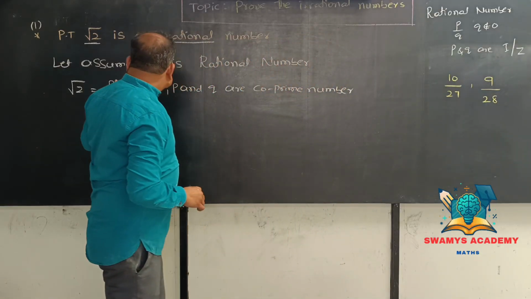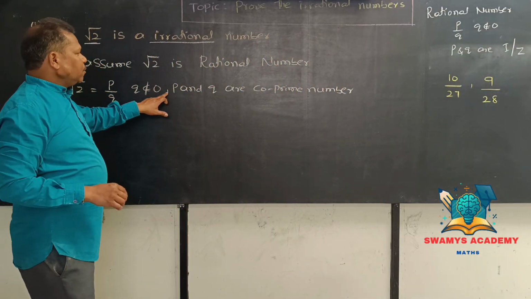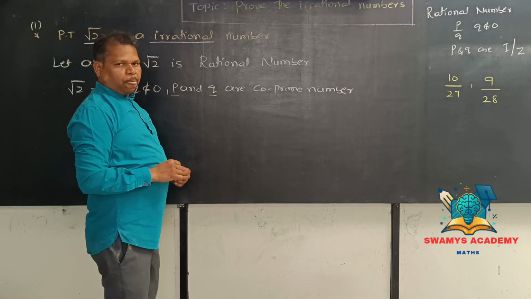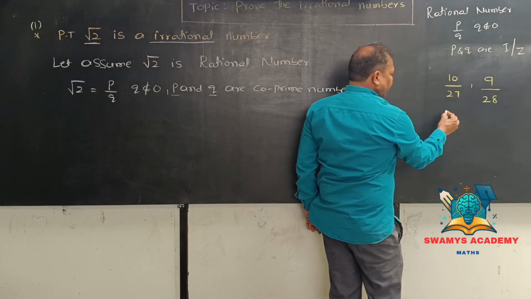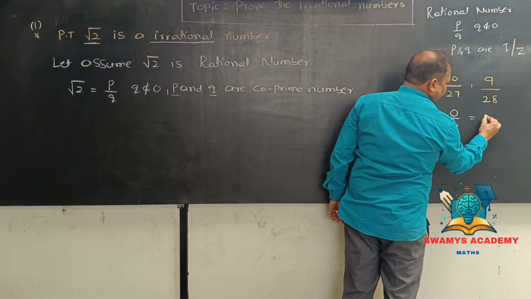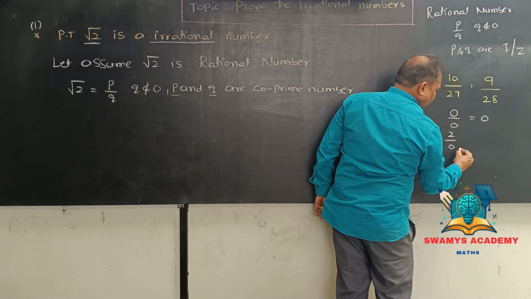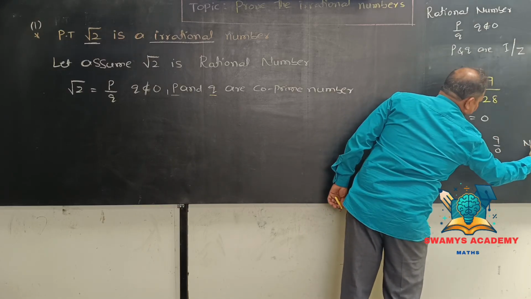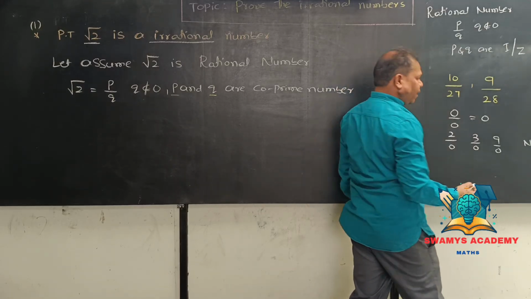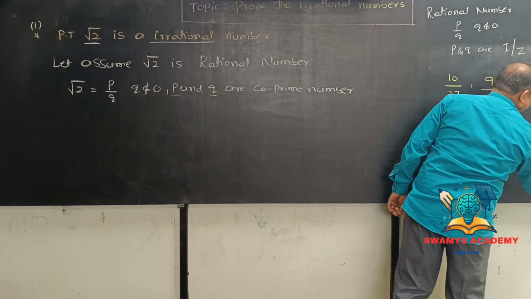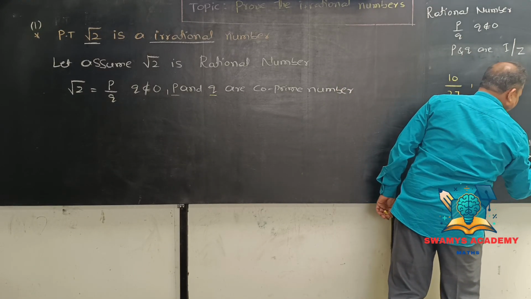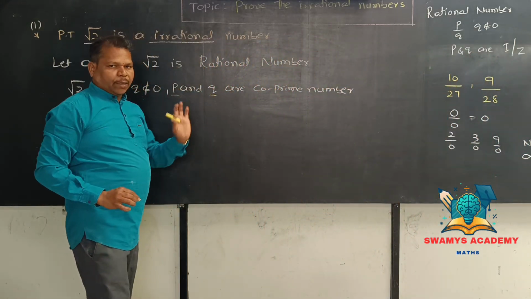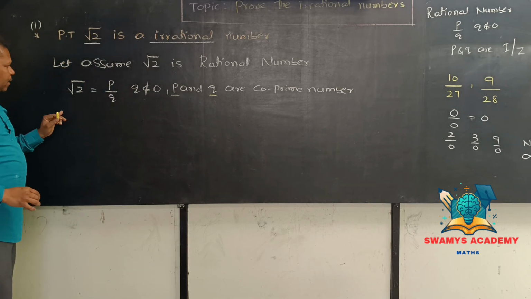So p by q, q is not equal to 0, and p and q are integers. Why is q not equal to 0? Because 0 by 0 is 0, that is clear. But 2 by 0, 3 by 0 and 9 by 0 are not defined, that is infinite. That is why q is not equal to 0. This is the fundamental. Now we go to the proof.